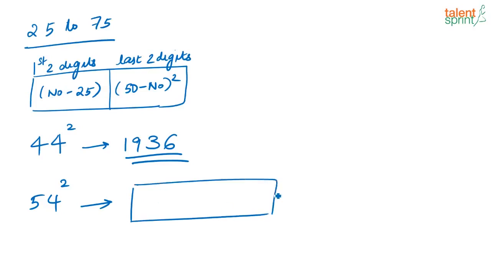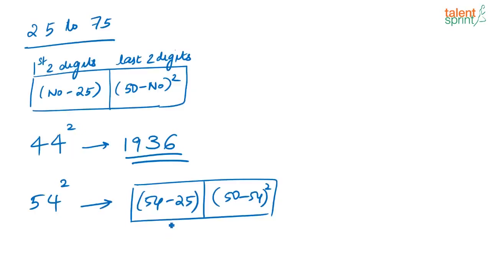See, if I am just writing this down in the table, the first two digits is nothing but 54 minus 25. Now the last two digits is what? 50 minus the number, that is 54, the whole squared. So what is 54 minus 25? That is 29. Now what is 50 minus 54? That is minus 4 the whole square, that is 16. So your answer here is 2916.